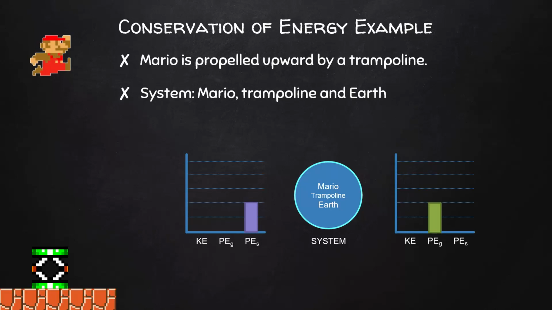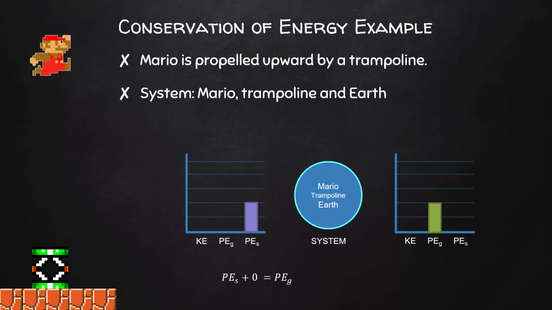At the end, Mario is not moving, so there's no kinetic energy. He has increased his height in the gravitational field, so there's gravitational potential energy. And of course, the trampoline is not compressed anymore, so there's no more elastic potential energy. Here's what our conservation of energy equation looks like for this problem.